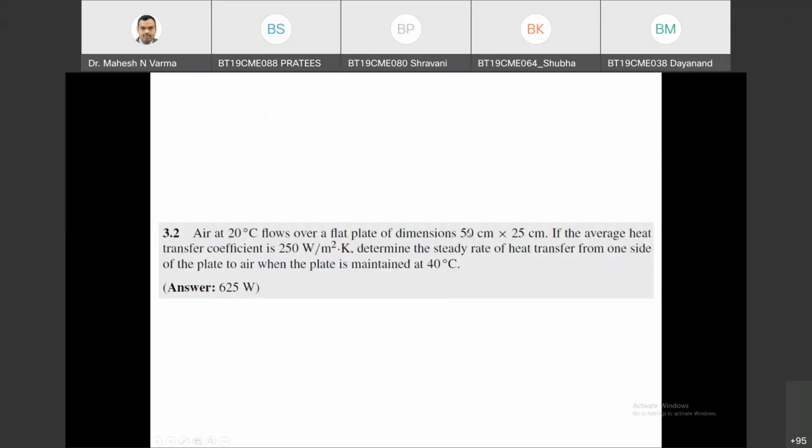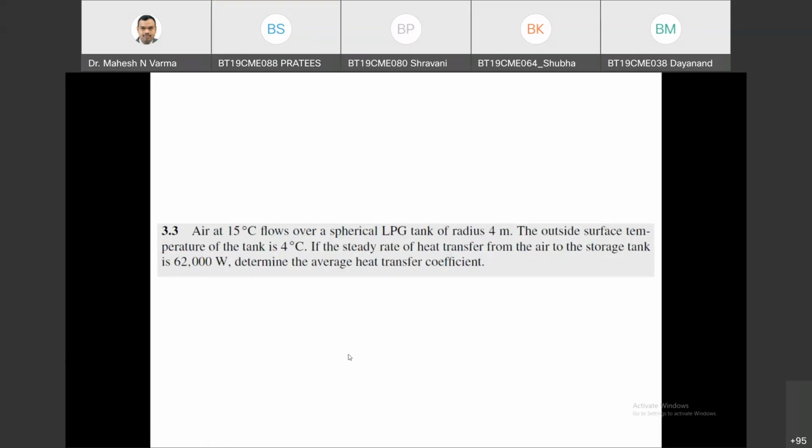H into area. Here only you convert that area into meter square. This is centimeter square, 50 by 25. You multiply by 0.5 into 0.25. That's all. 250 multiplied by 0.5 multiplied by 0.25 multiplied by 20. You will get 625. Is it so, na? Correct, na? Yes, sir. Okay.